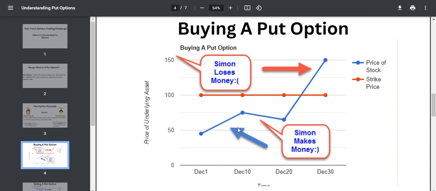What you need to understand is that anything down here below the strike price is profit, because basically Simon can sell StockX for more than what it's worth on the open market. So that is why Simon is buying a put option, and that's how he makes money with it.